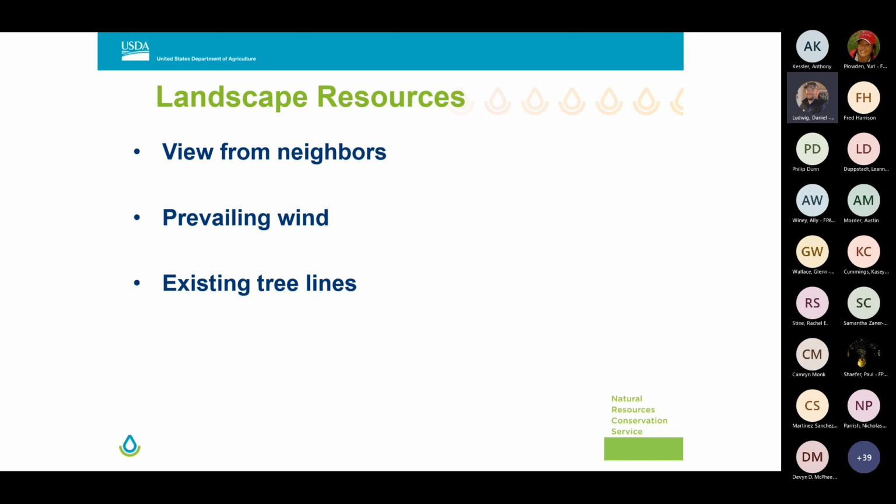Looking at the prevailing wind, how should we orient these practices? Where should we place them for that prevailing wind, and how those odors and dust leave that property and go to the neighboring site.